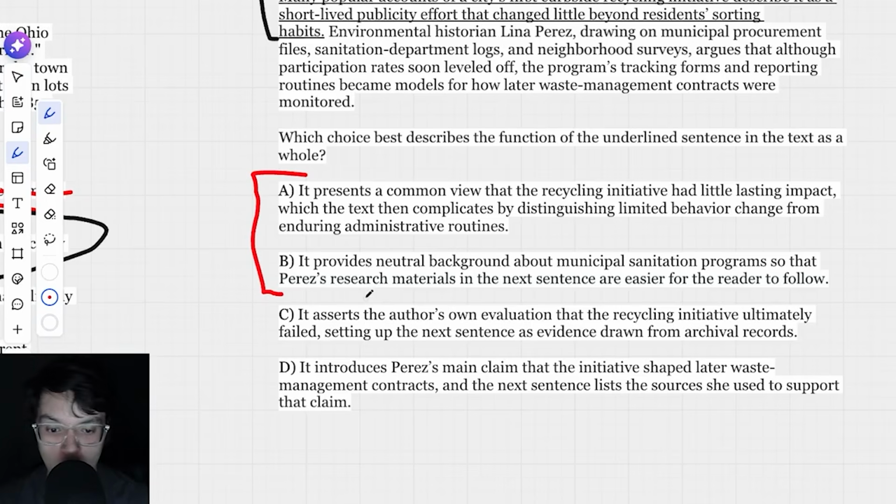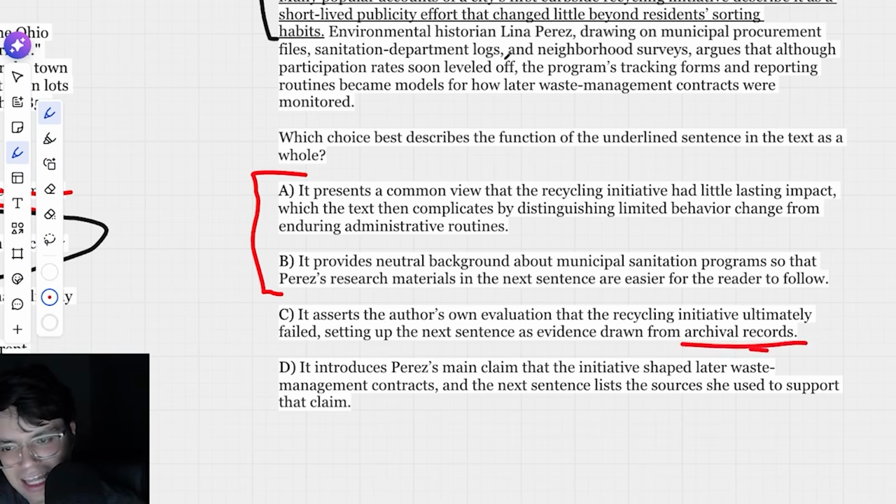C, it asserts the author's own evaluation that the recycling initiative ultimately failed. Okay, so it doesn't say anything about it failing. Actually, no, I guess it kind of does. Same next sentence, as evidence drawn from archival records. I don't think there's anything about archival records specifically said here. That would indicate something like old records. I think it's probably not really saying ultimately failed. That seems like it's going a little bit beyond what's being said here. It just says that it wasn't that effective, not the idea that it literally failed.